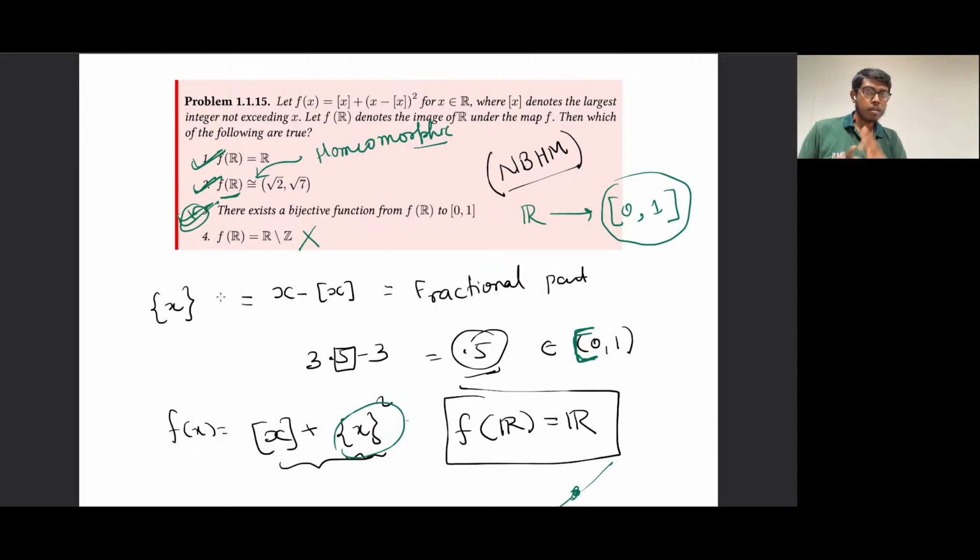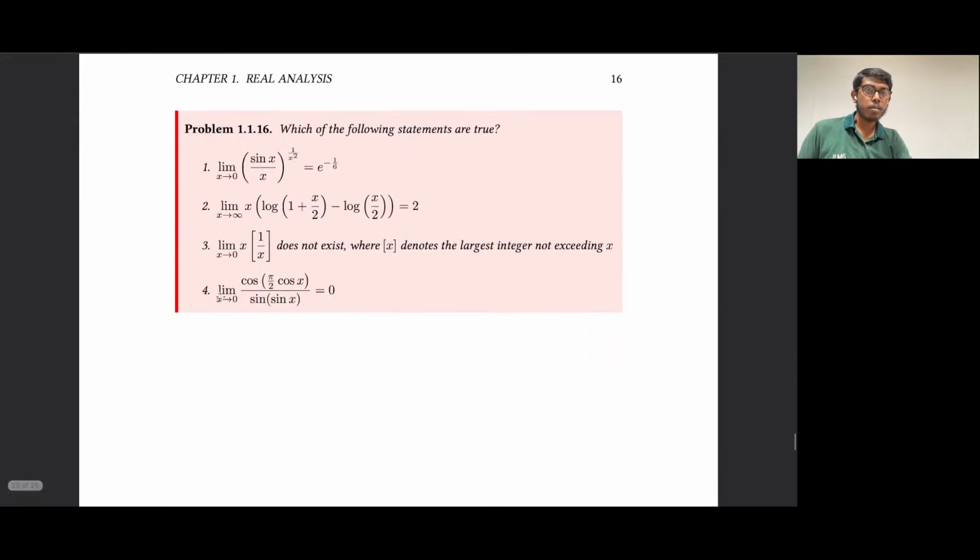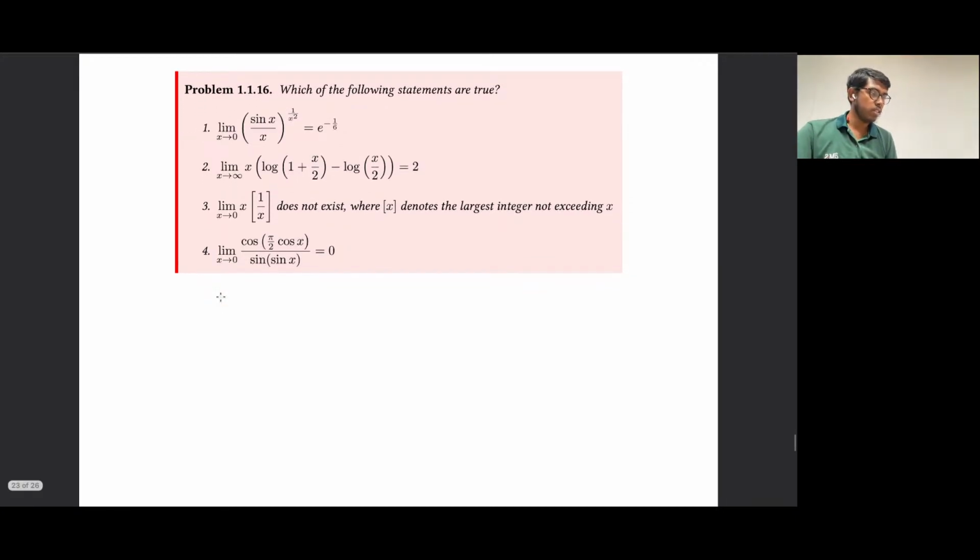Okay, yeah. So let's proceed to the next problem. This is just a standard limit computation. It's not difficult, so let's quickly complete it. This was also asked in NBHM, and as I told, I clubbed a couple of problems to make it one.